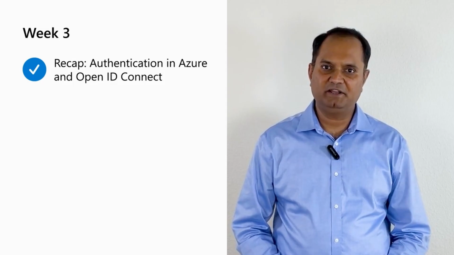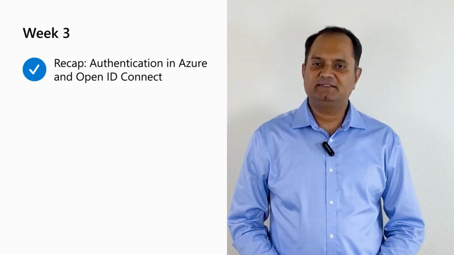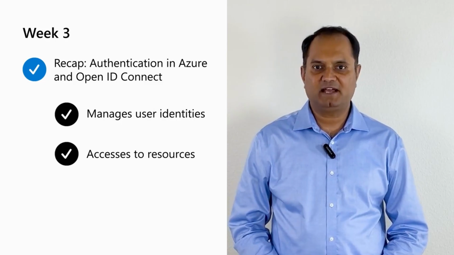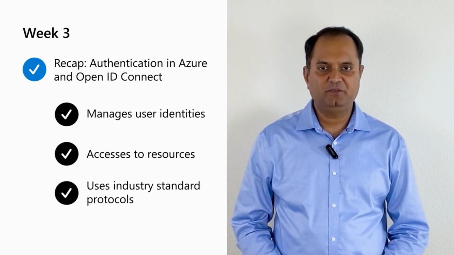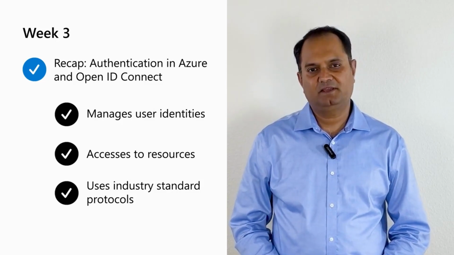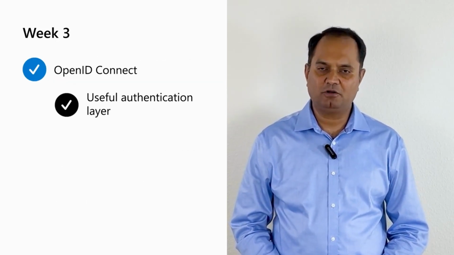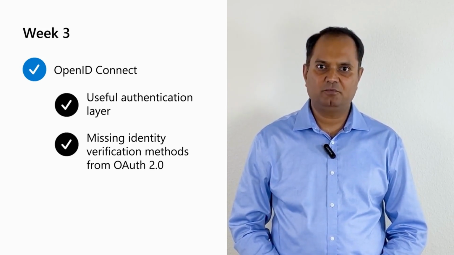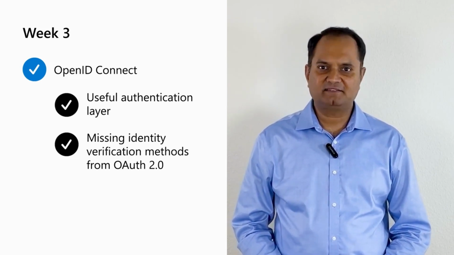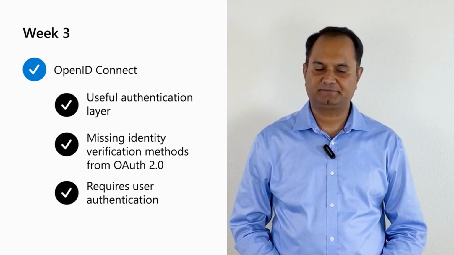In week 3, you started your journey with the recap, authentication in Azure, and OpenID Connect. In Azure AD, you can easily manage user identities and resource access while using industry-standard protocols like OAuth 2.0 and OpenID Connect. OpenID Connect is a helpful authentication layer built on top of OAuth 2.0. It has some identity verification methods missing from OAuth 2.0, making it an excellent choice for applications requiring user authentication.